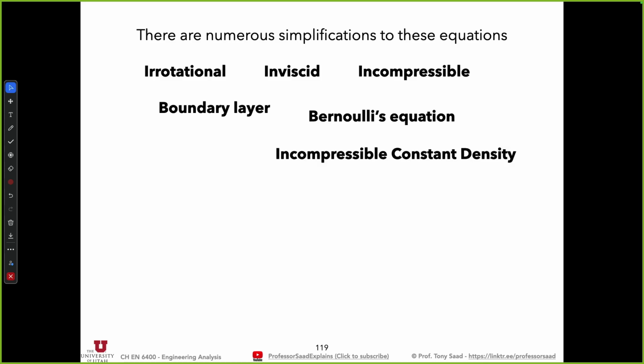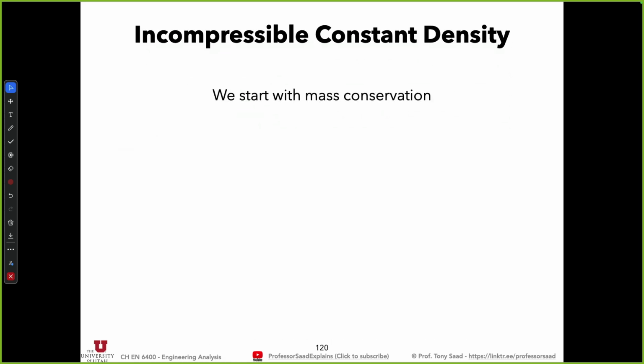The one we will talk about today is incompressible constant density flows, okay? Because that will give us the Navier-Stokes equations, all right? So when we go to Navier-Stokes, we know that the density is constant. So that is going to tell us a lot about the flow. It's going to simplify things quite a bit. And we're going to do this together. We will start with mass conservation.